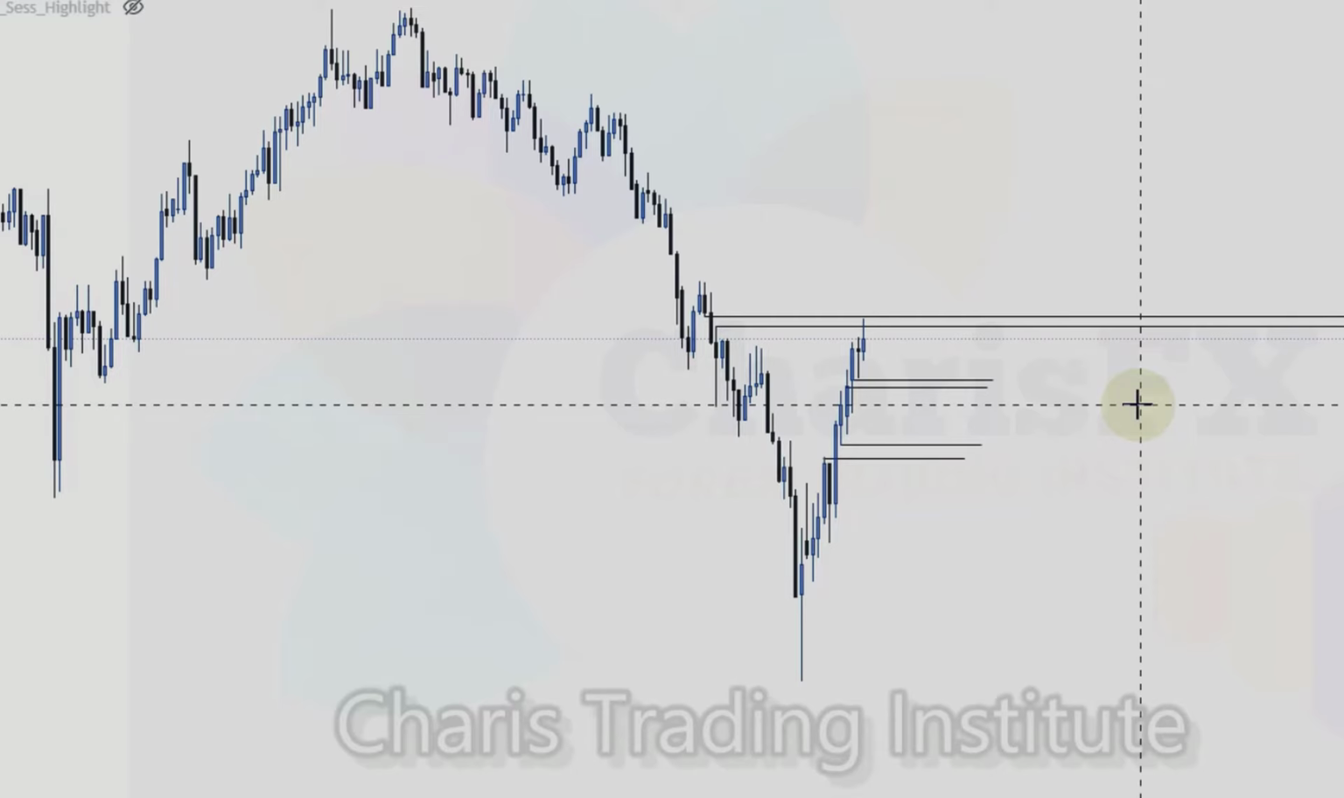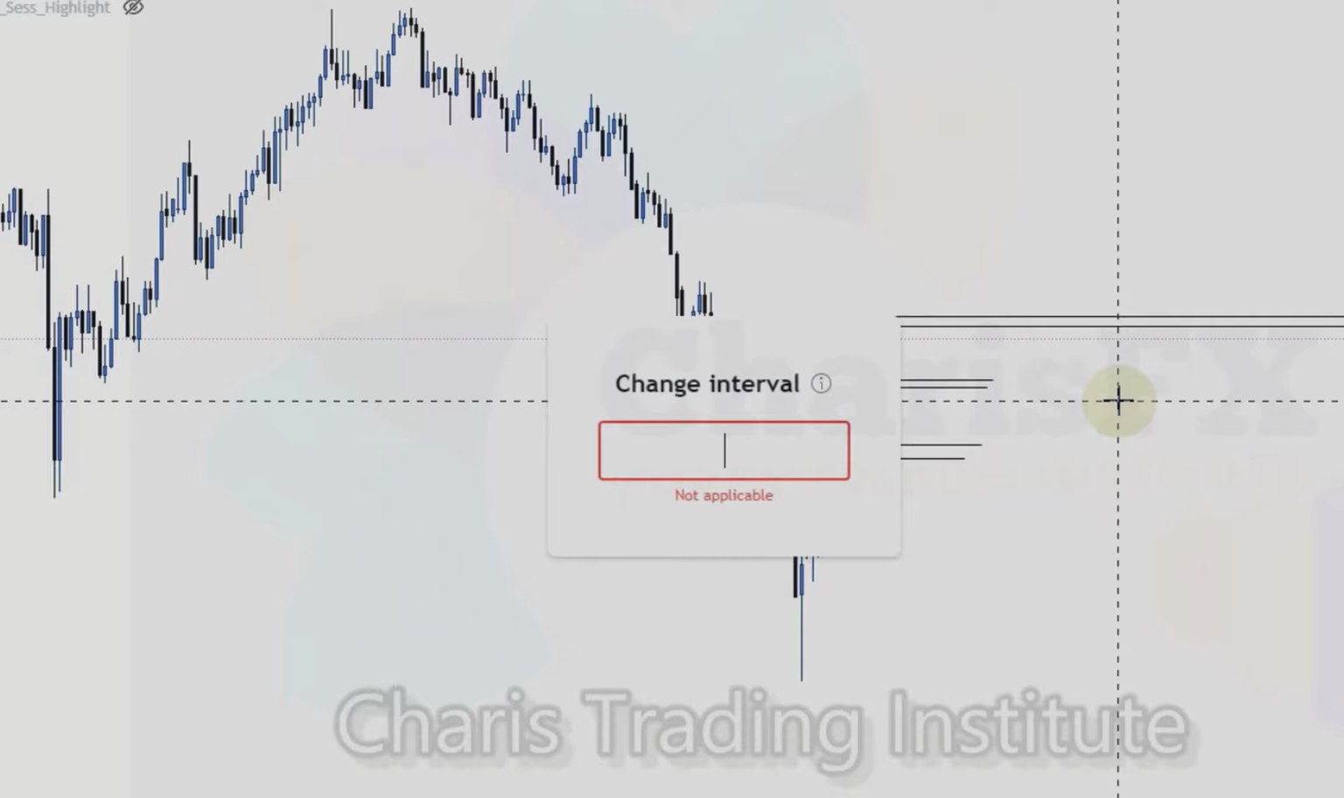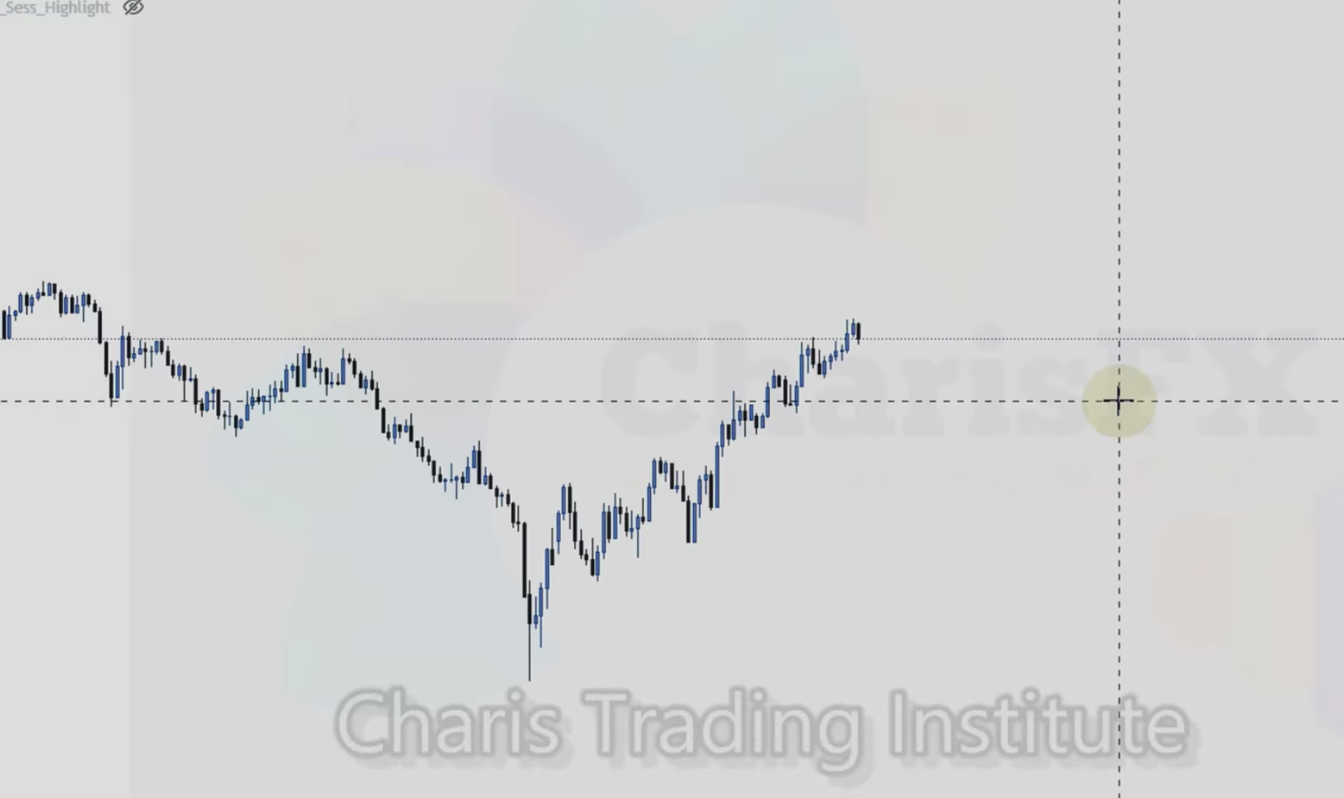So once price does that, it tells me that now we are in an overbought region. We need to start going down. Okay, that's what I'm expecting. We need to start going down. So let's go to the daily time frame and see what we can find.